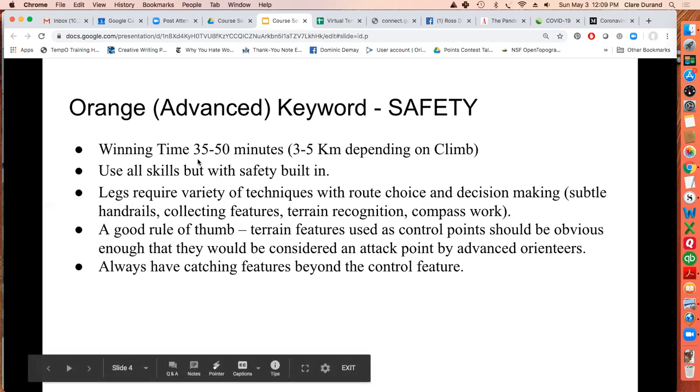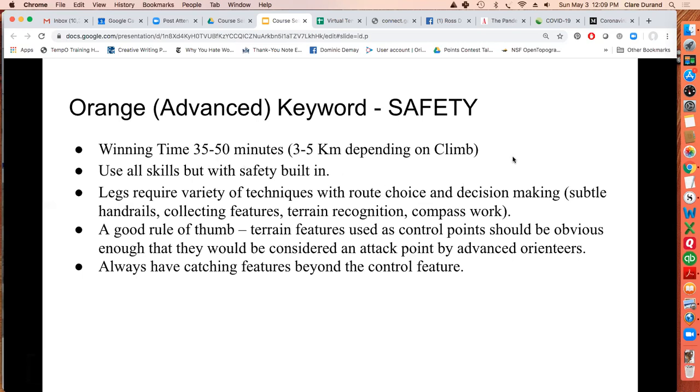Winning time on an Orange course should be 35 to 50 minutes. I want to point out too that winning times are for a 100-point orienteer according to the official rules, right? Chances are your club doesn't have one of those. So Orange course is also at the championship level for 15 and 16-year-old high school kids, right? So that means that the person who you're setting it for to take 35 minutes would be the top 16-year-old boy in the country.